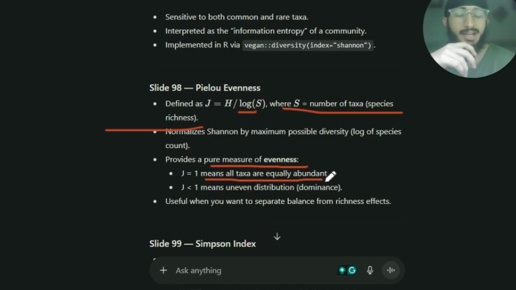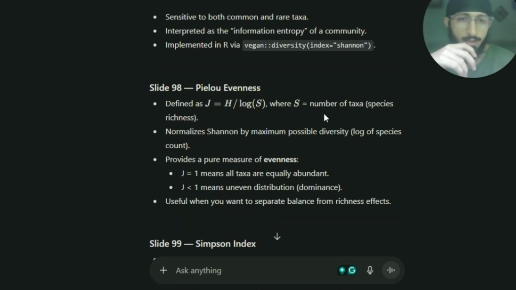J equal to 1 means all taxa are equally abundant, and J less than 1 means that we have an uneven distribution, that there is some dominance in some species while some species are subordinates or not dominant enough. And this is useful when we want to separate balance from richness effects.